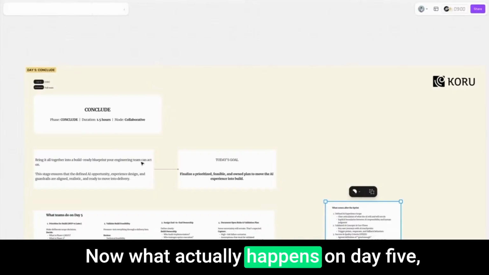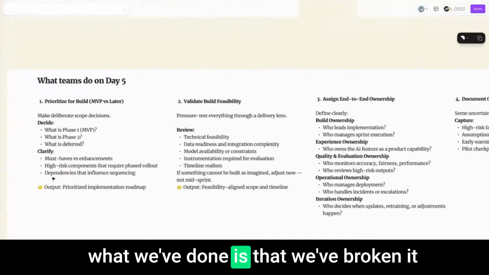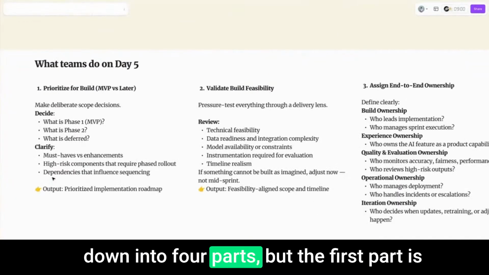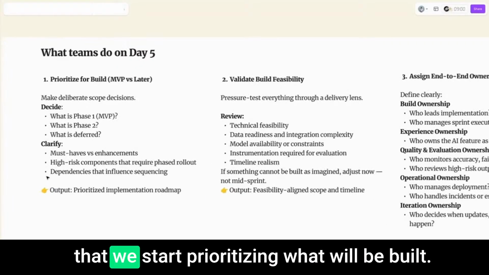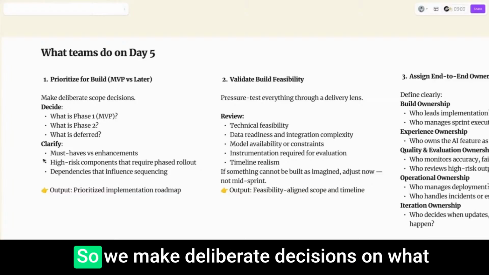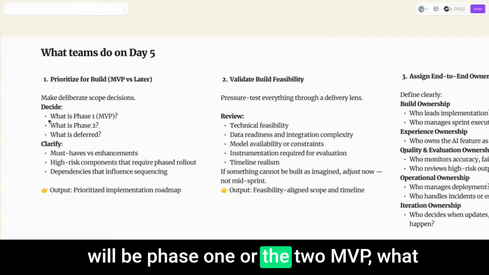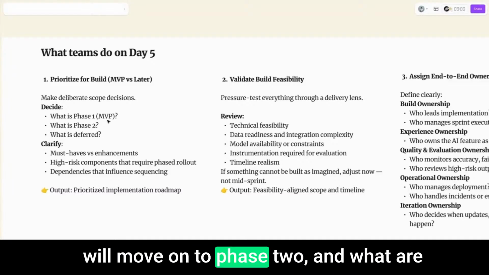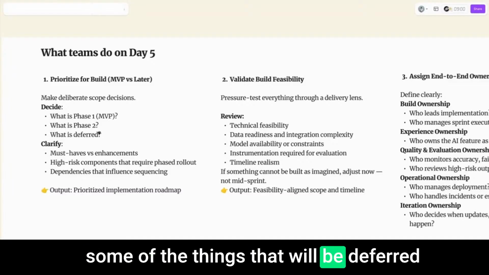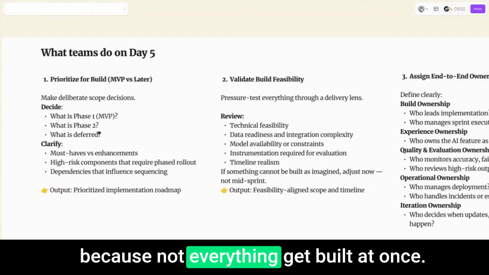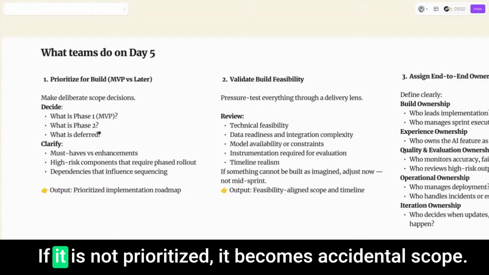Now, what actually happens on day 5? What we've done is that we've broken it down into 4 parts. The first part is that we start prioritizing what will be built. So we make deliberate decisions on what will be phase one or the true MVP, what will move on to phase two, and what are some of the things that will be deferred. Because not everything is built at once. If it is not prioritized, it becomes accidental scope.